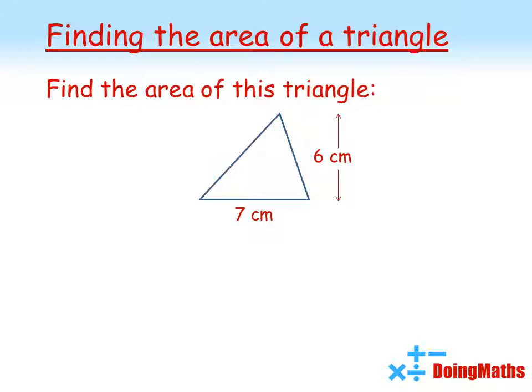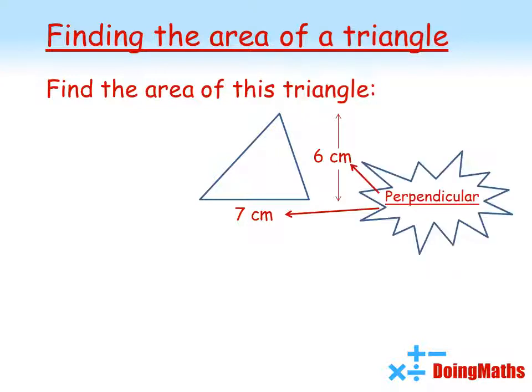Now the triangles don't have to be right angled as long as the 2 dimensions that you have, the 2 measurements, are at right angles to each other. Now in this diagram, the triangle is 7 centimetres wide, it's 6 centimetres tall. Those 2 measurements are perpendicular to each other. That 6 centimetres isn't the length of a side, it's the height of the triangle.